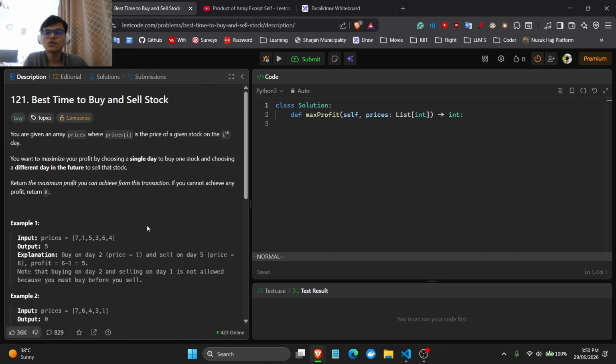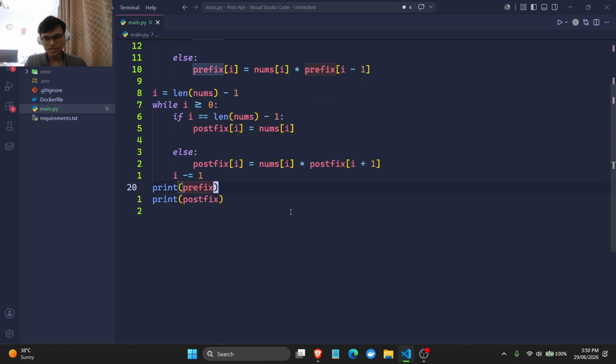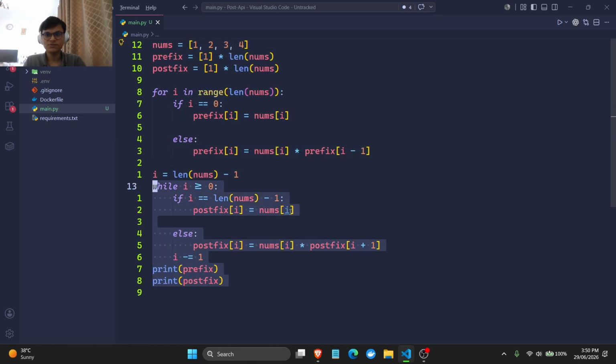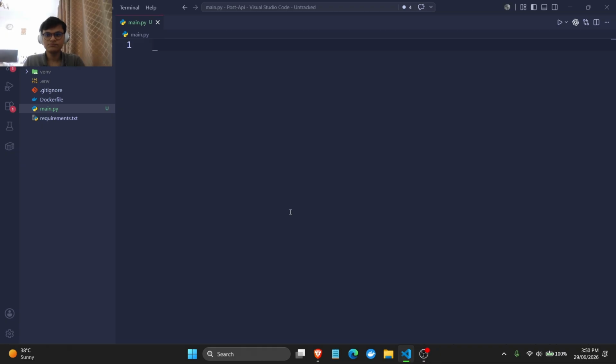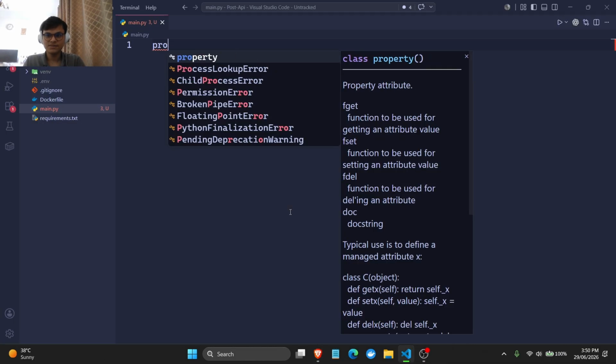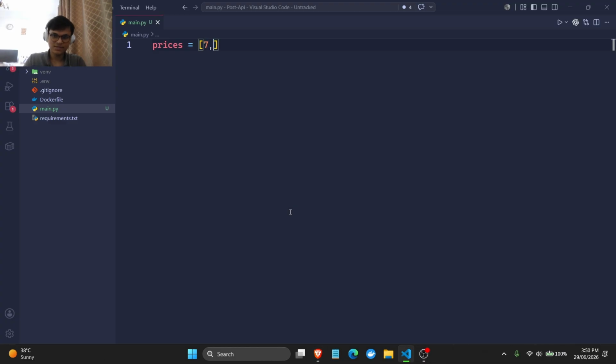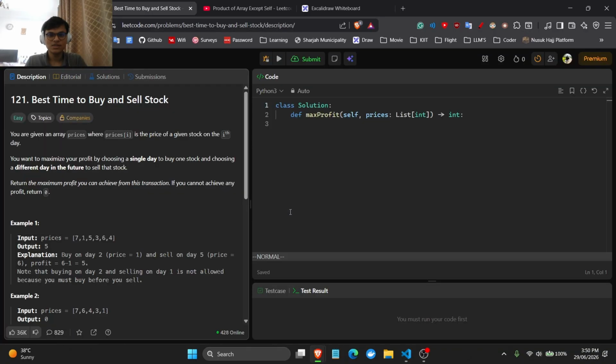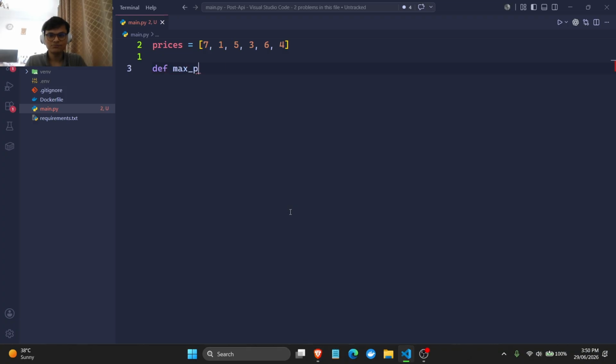Okay. Interesting question. Not gonna lie, this is interesting again. I have solved this, but let's see what we can do. So let's say I have prices equal to 7 1 5 3 6 4. For me, the simplest approach over here is going to be O(n^2), but let's see what we can do because I have solved this.